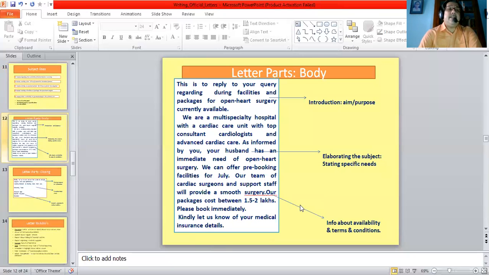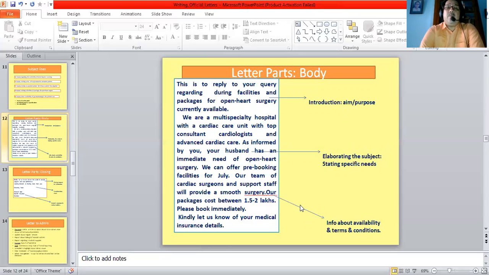Now, the parts of this letter. This is the opening and the body of a sample letter. Let us read. This is to reply to your query regarding facilities and packages for open heart surgery currently available. We are a multi-specialty hospital with a cardiac care unit with top consultant cardiologists and advanced cardiac care.